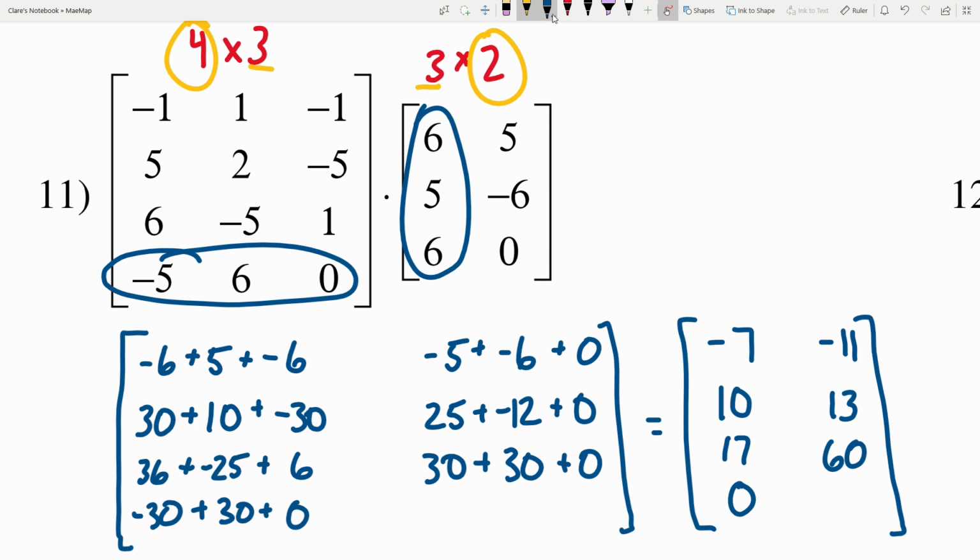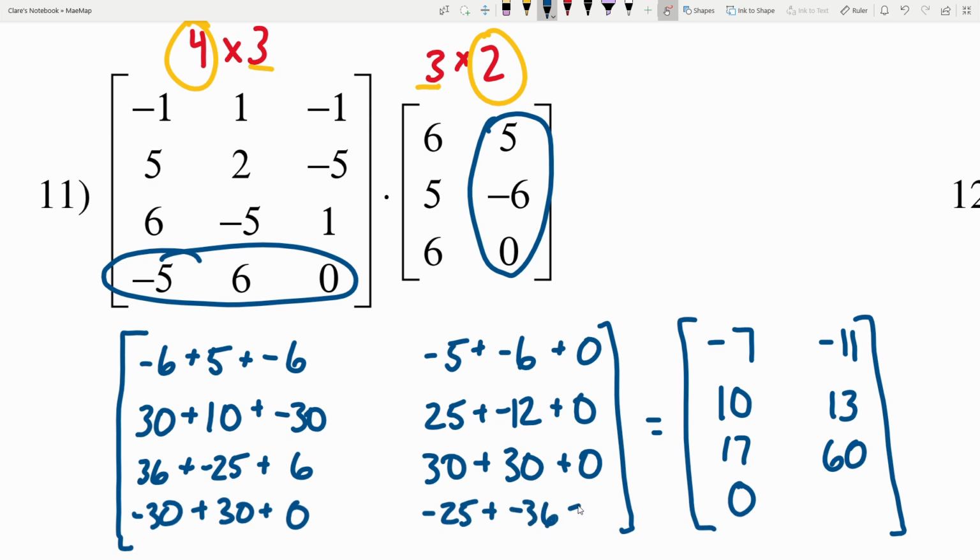And then dotting that last row with the second column, 5 times negative 5, or negative 5 times 5, is negative 25, plus 6 times negative 6 is negative 36, and that will get added to 0 times 0, which is 0. Negative 25 plus negative 36 is going to be a negative 61.